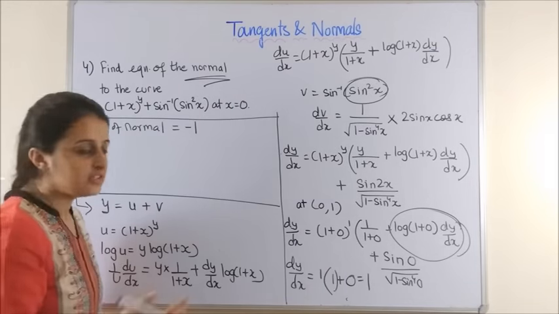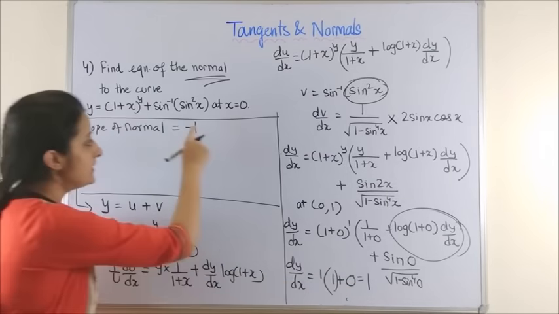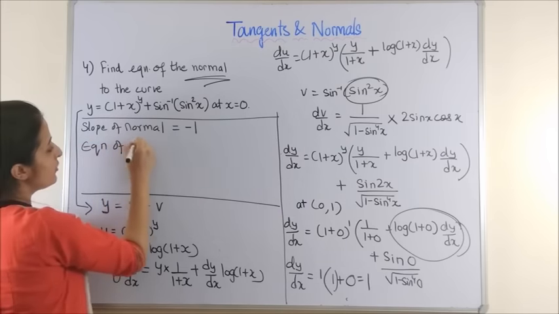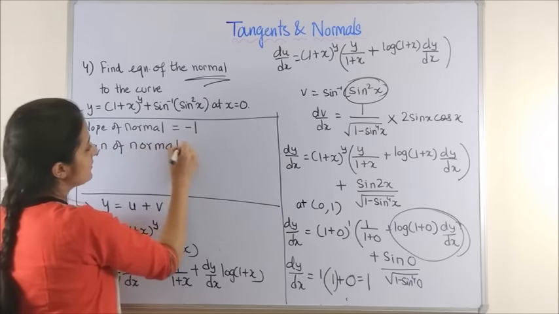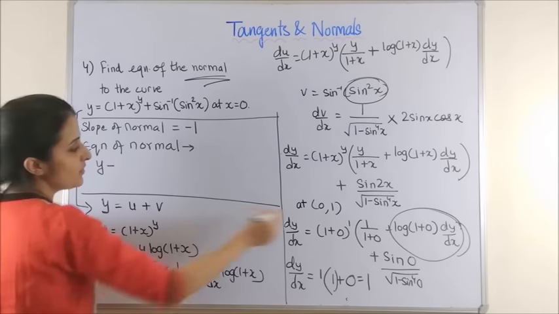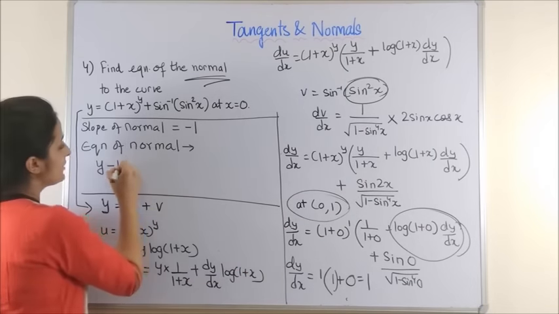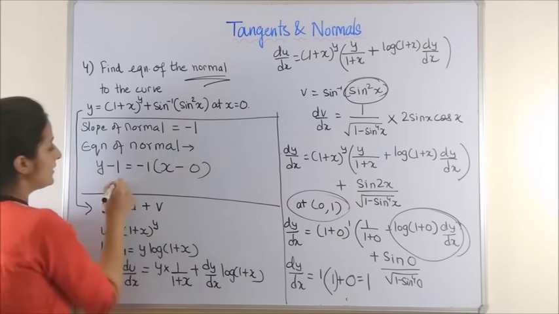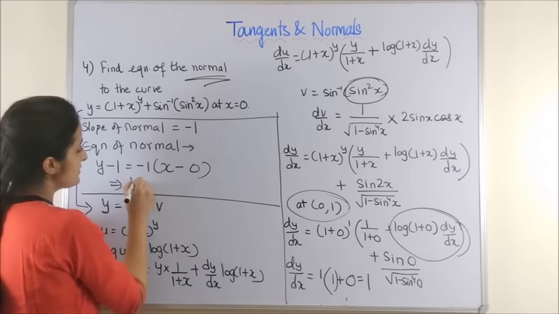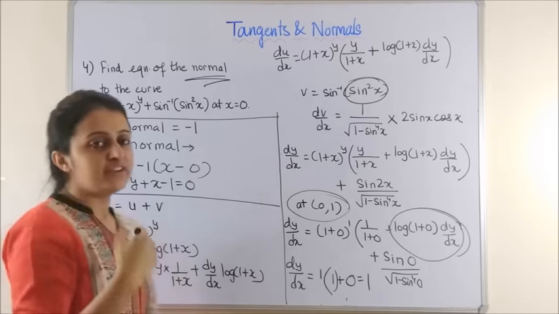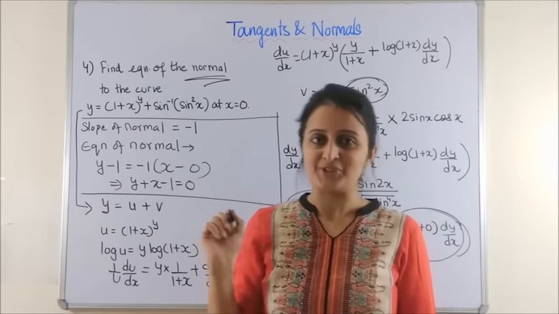So moving further, the slope of your normal would be simply the negative reciprocal of this, and thus the equation of the normal becomes y minus y0, the point of contact was (0, 1), is equal to minus 1 times x minus x0. And here obviously once you simplify, you get y plus x minus 1 equal to 0, which is the required equation.